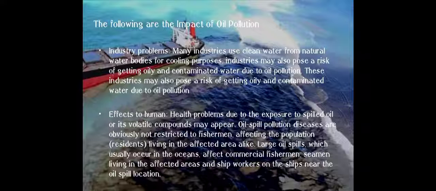Effects on humans. Health problems due to the exposure to spilled oil or its volatile compounds may appear. Oil spill pollution diseases are obviously not restricted to fishermen, affecting the population or the residents living in the affected area alike. Large oil spills, which usually occur in the oceans, affect commercial fishermen, seamen living in the affected areas, and ship workers on the ships near the oil spill location.